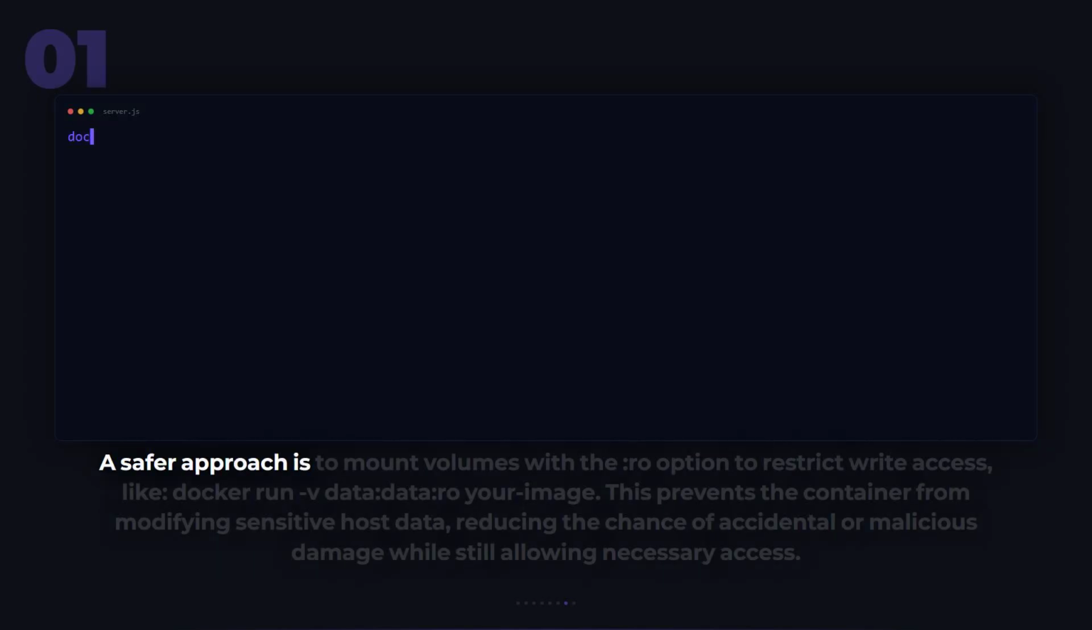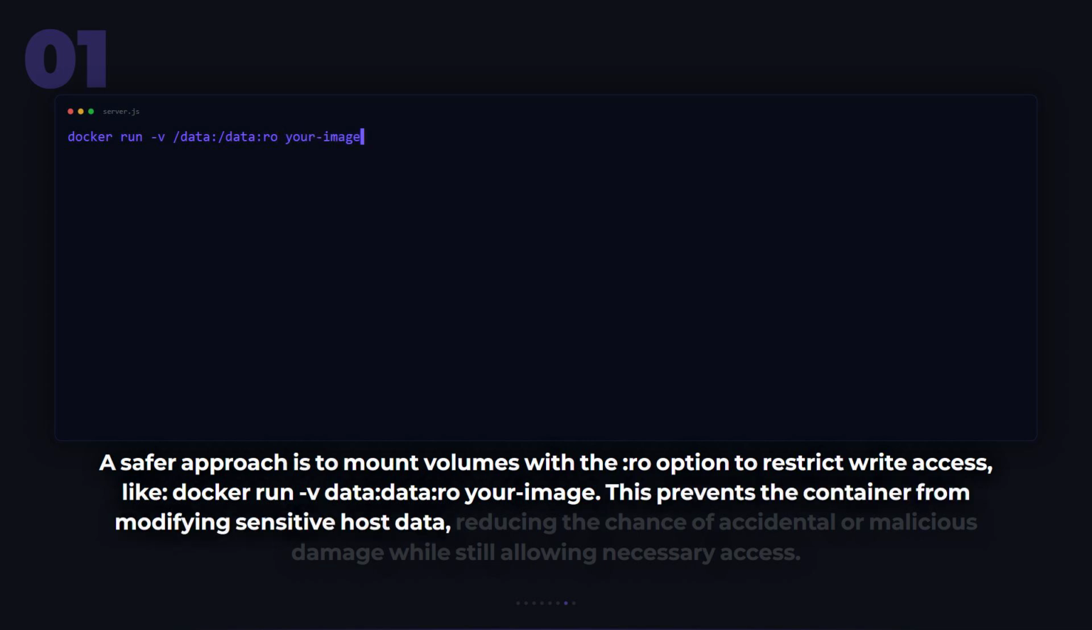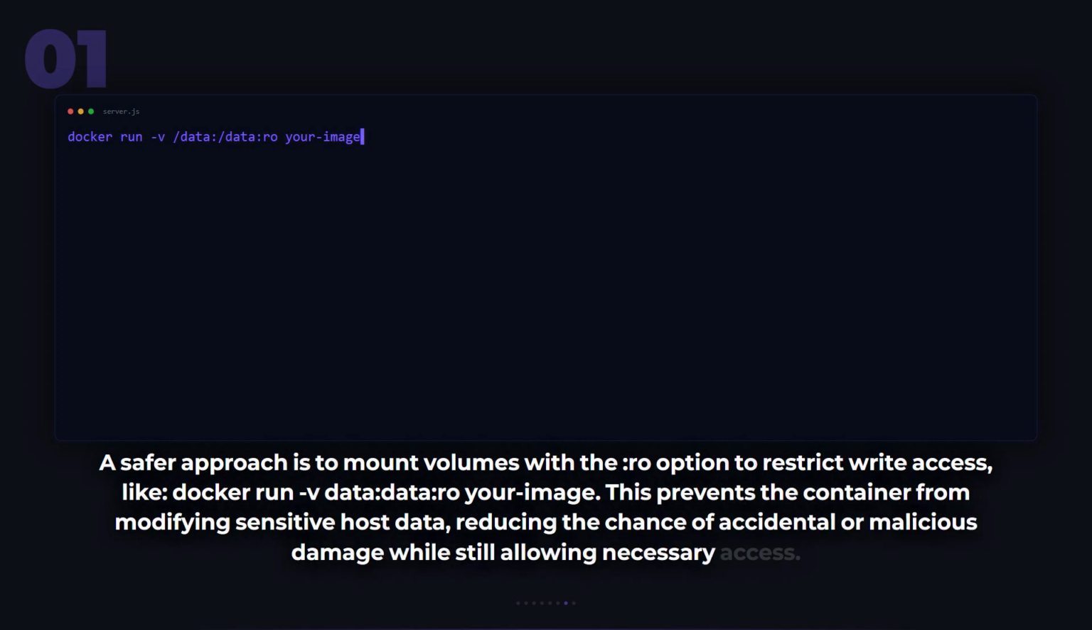A safer approach is to mount volumes with the ro option to restrict write access, like docker run -v /data:/data:ro your-image. This prevents the container from modifying sensitive host data, reducing the chance of accidental or malicious damage while still allowing necessary access.